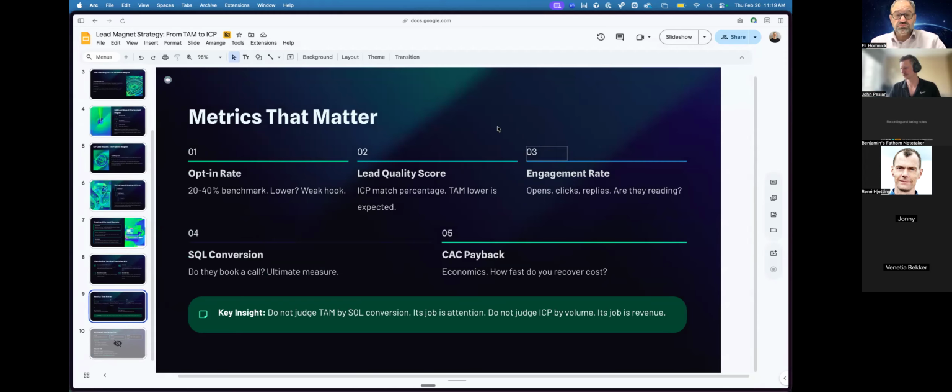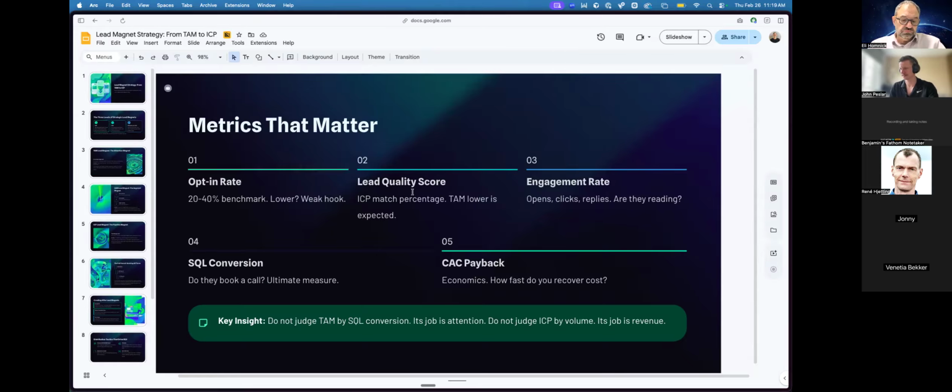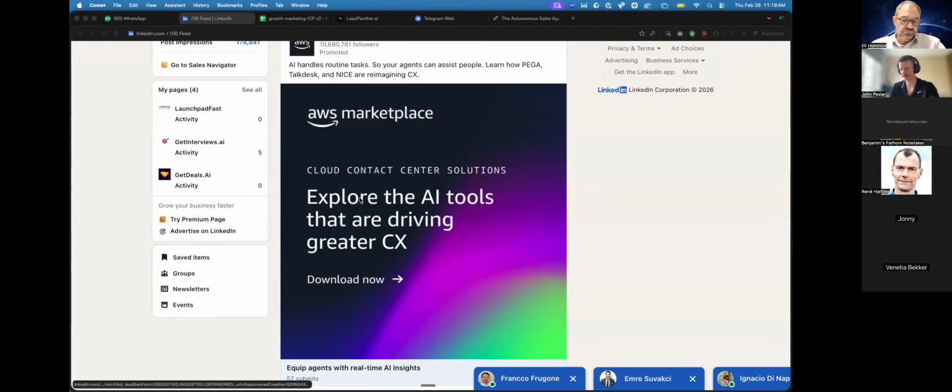Cool. Metrics that matter. Yeah, this is all standard stuff here. Opt-in rate, lead quality score, etc. Don't judge the TAM by SQL conversion. Your goal is to get leads, right? That's why you're here. And that's it, guys. That's basically the strategy here. This is the strategy that works.